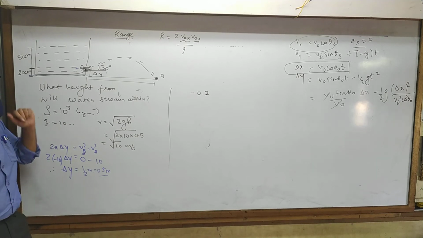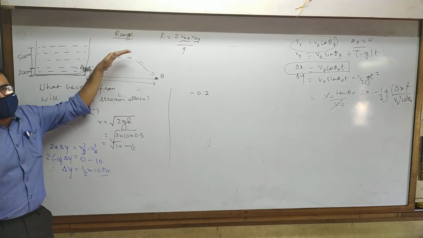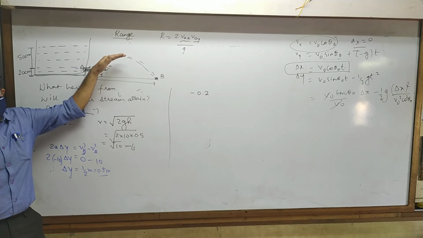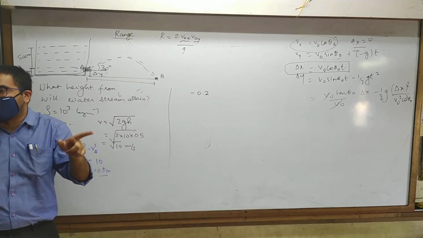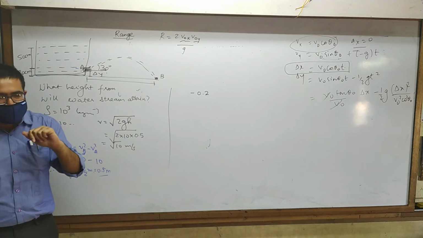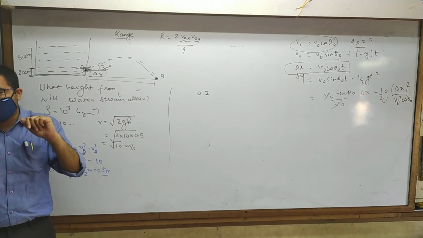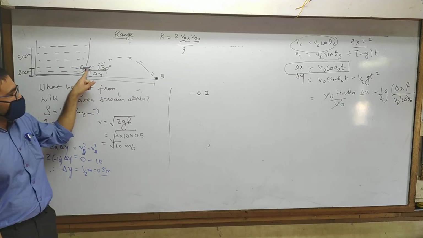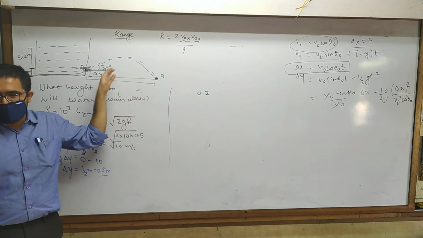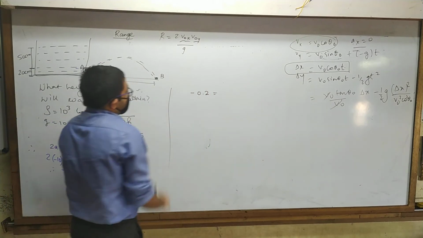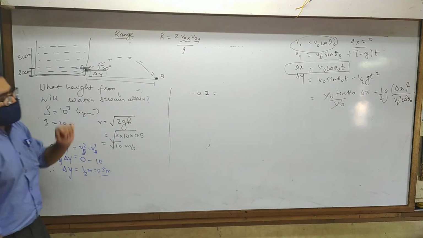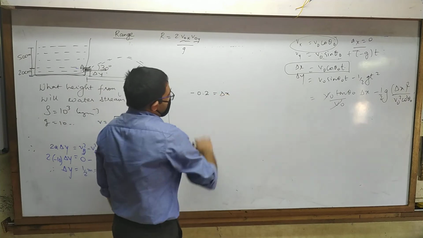Who still thinks it goes up and not down? Remember, displacement is only about final point and initial point. Remember the photo method? From here to here. You don't see where it goes first. Okay, so minus 0.2 is equal to delta x. We have to find what's tan theta?